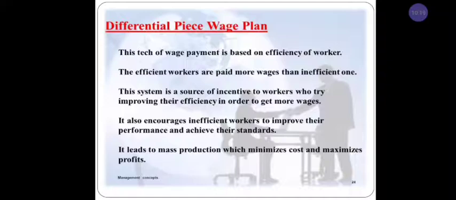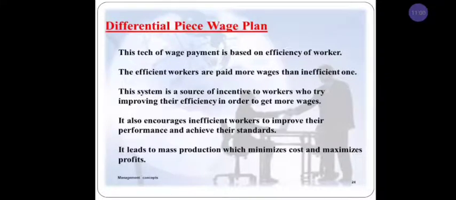In an organization, they have two kinds of workers: efficient workers and inefficient workers. The efficient worker will get a very good salary, or more wages. The inefficient worker will not get a very good income or wages, because it depends upon how much the worker has worked in a company; the management will give a very good incentive or salary. This is called the differential piece wage system.